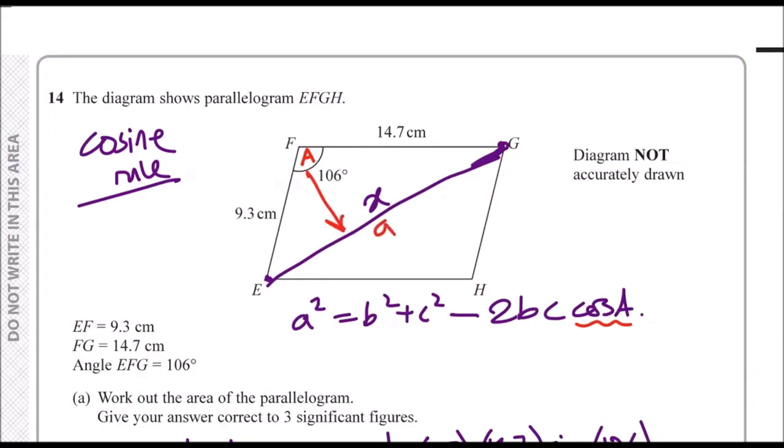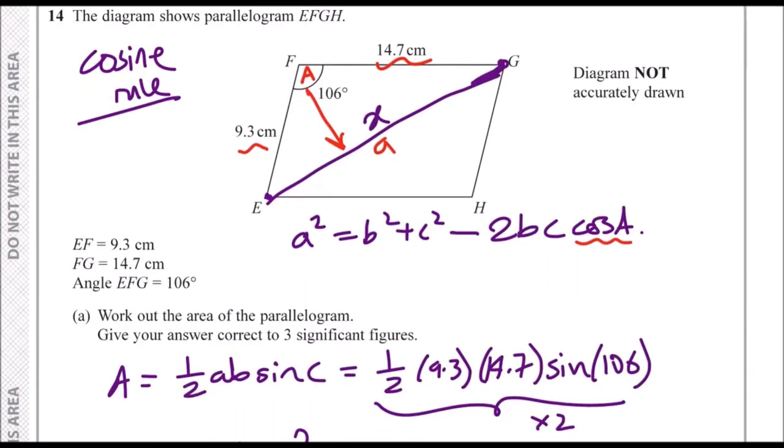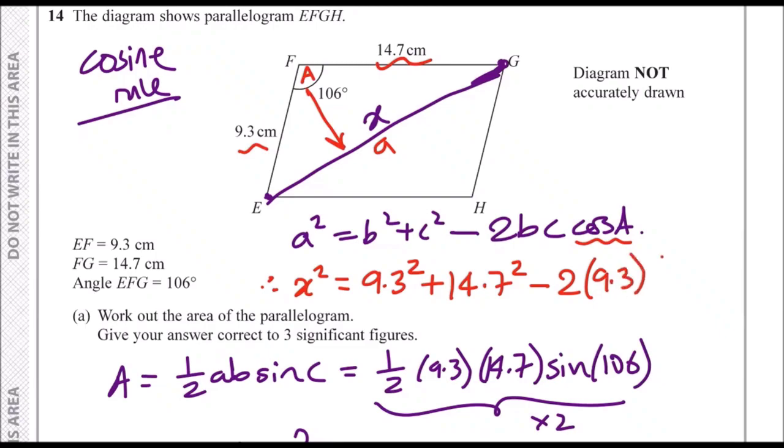So that means x is little a and capital A is 106, which means b and c are the rest, 9.3 and 14.7. So all you need to do now is just sub everything back in, guys. So we should have x squared equals 9.3 squared plus 14.7 squared minus 2bc times cos 106. Yeah, so all of this is connected, yeah?